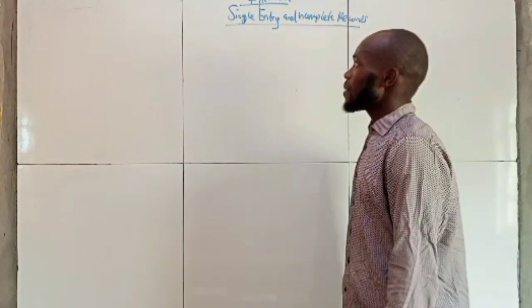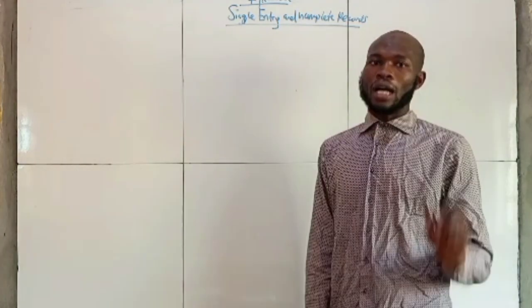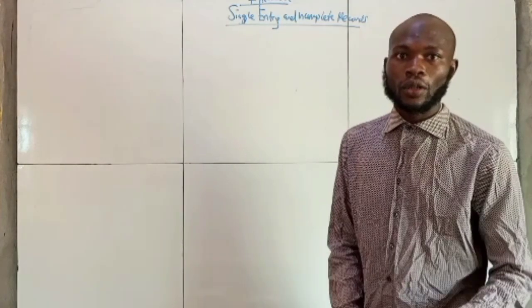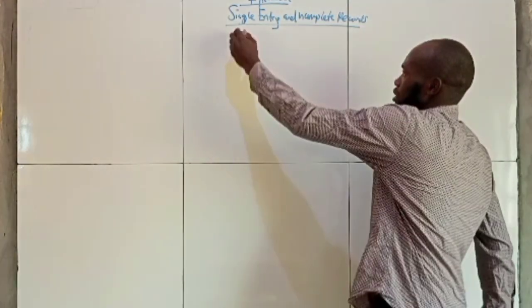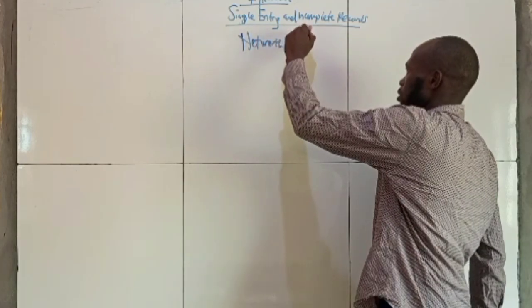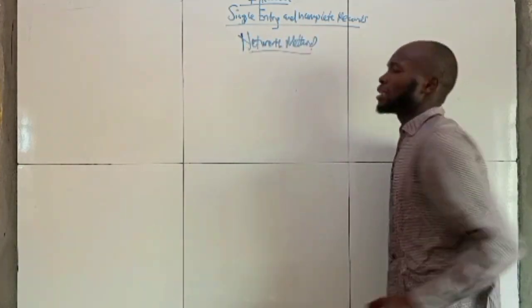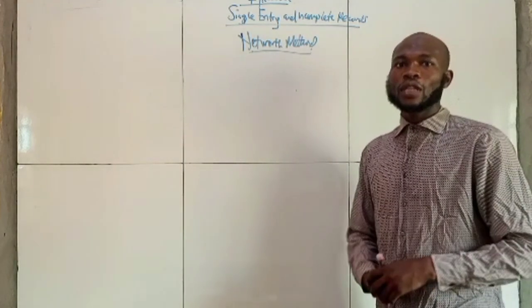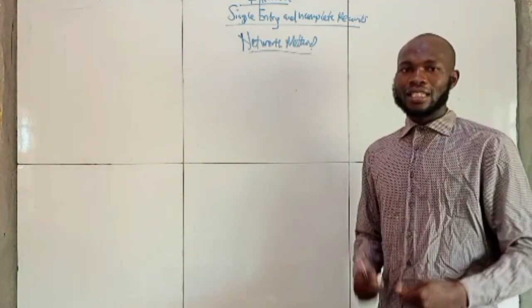Today, we are going to talk about single entry and incomplete records using the net worth method. Net worth method. When we say the net worth method, we are talking about what the business is actually worth, that is, the capital aspect.